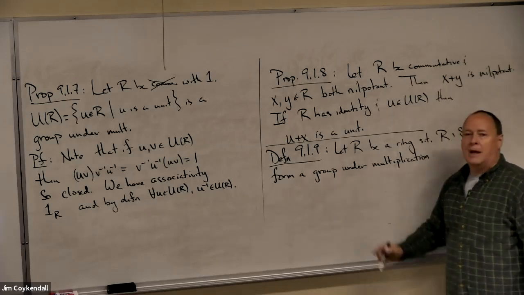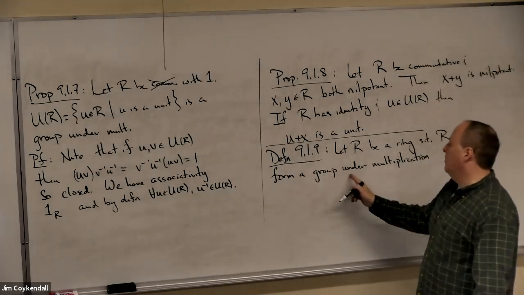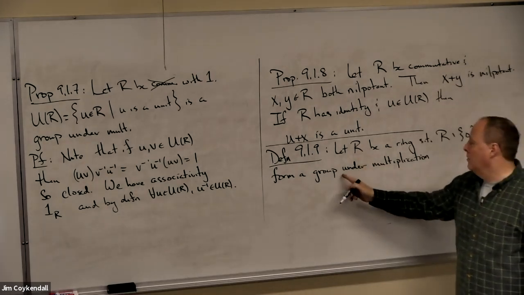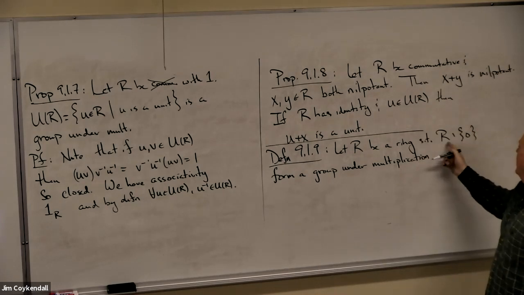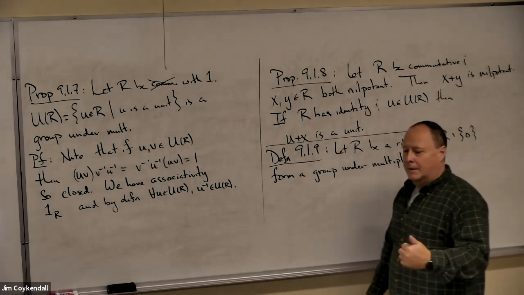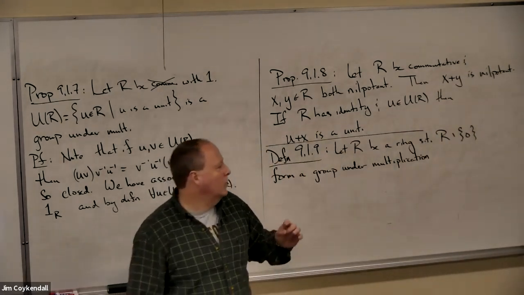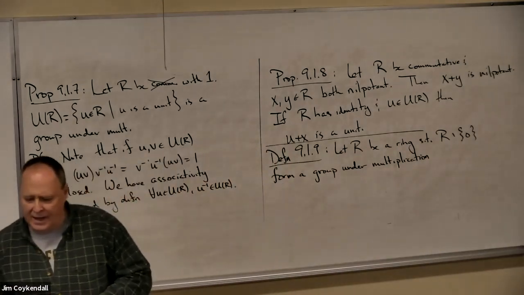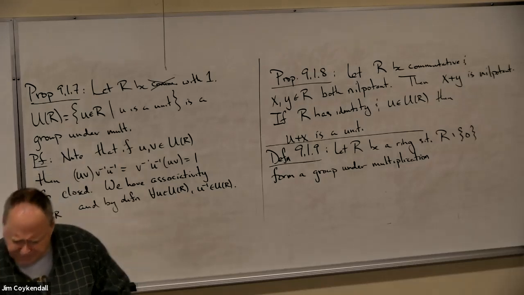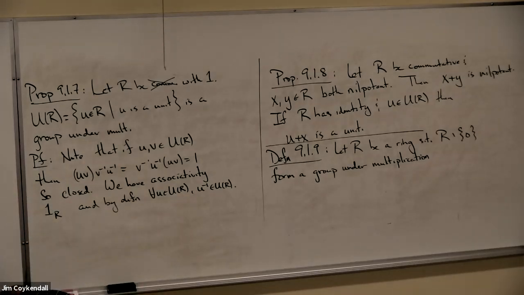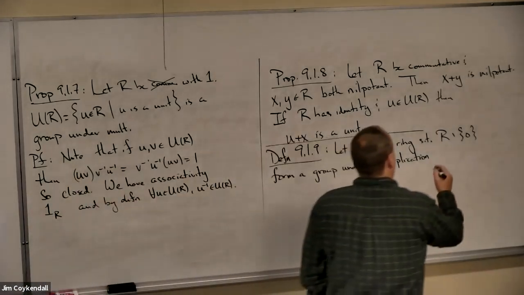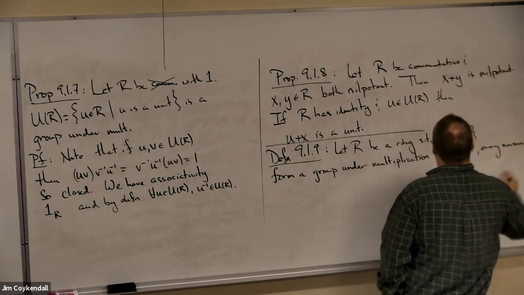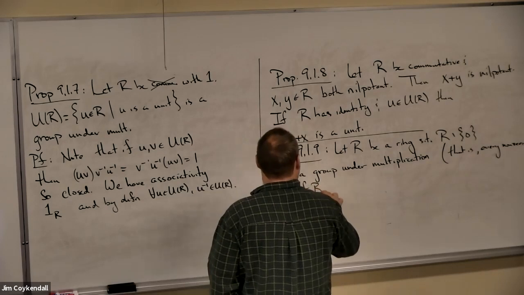But when you say it's a group under multiplication, you're saying a couple things. Number one, when you multiply two non-zero elements, you get a non-zero element. So it's impossible under our assumption here to multiply two non-zero elements to get zero, because the set R minus zero must be closed under multiplication. And you can go a step further. Not only is it true that when you multiply two non-zero elements you get a non-zero element, but every non-zero element actually has its reciprocal still in the ring. That is, every non-zero element of R is a unit.